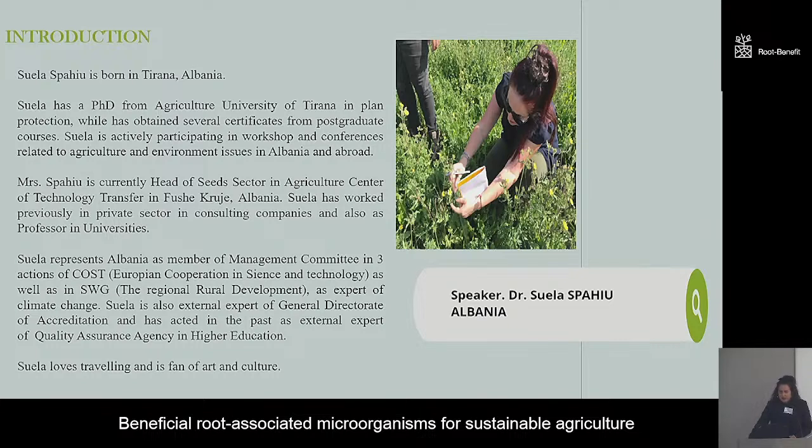I represent Albania as a member of the management committee in 3 COST actions, as well as in regional rural development as an expert on climate change. I am also an external expert of the General Directorate of Accreditation, and in the past I acted as an external expert of the Quality Assurance Agency in higher education.